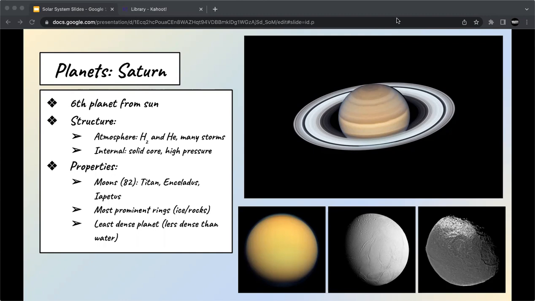So Saturn has a very prominent ring system, as you guys can see. There's many rocks and other dust, and they're all covered in ice. And another interesting fact, it's actually the least dense planet. So it's less dense than water.